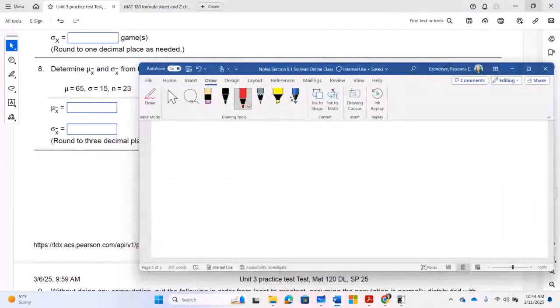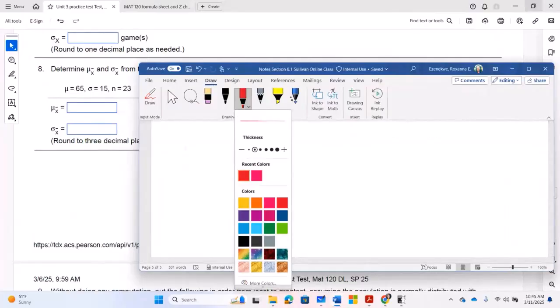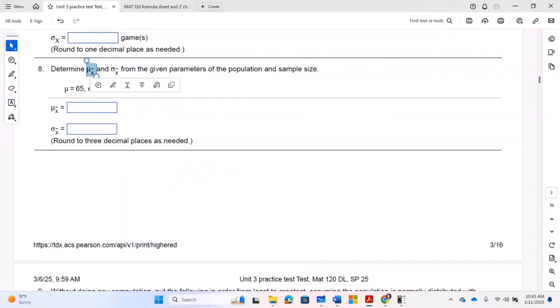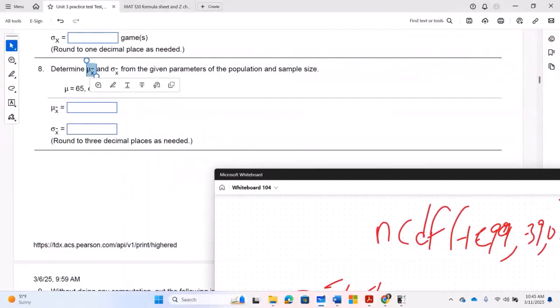All right, so determine the mu x bar. The question is asking us to find the mu x bar, the mean of the central limit theorem. Whenever you see mu x bar from now on, it is the mean of the central limit theorem. So we are told to find it, determine mu x bar. That's what we are going to find now.